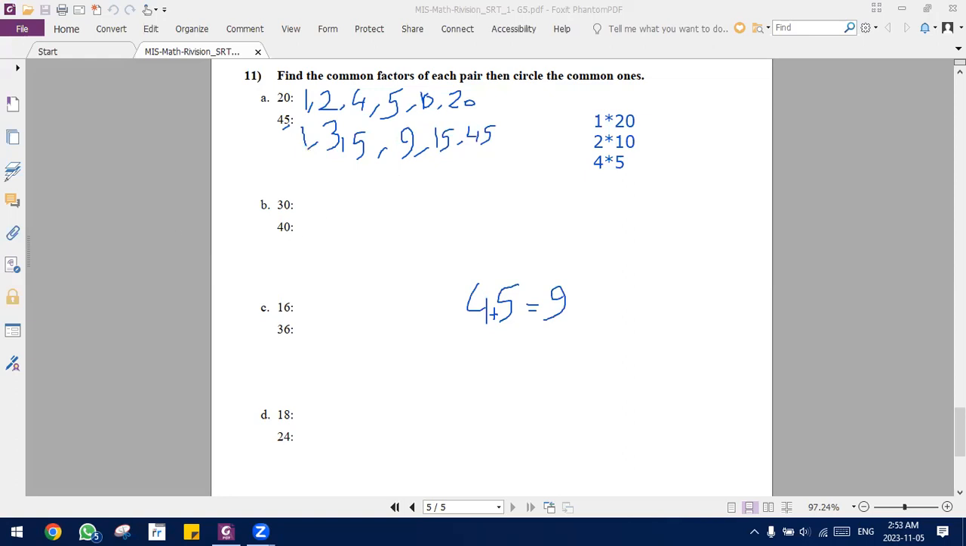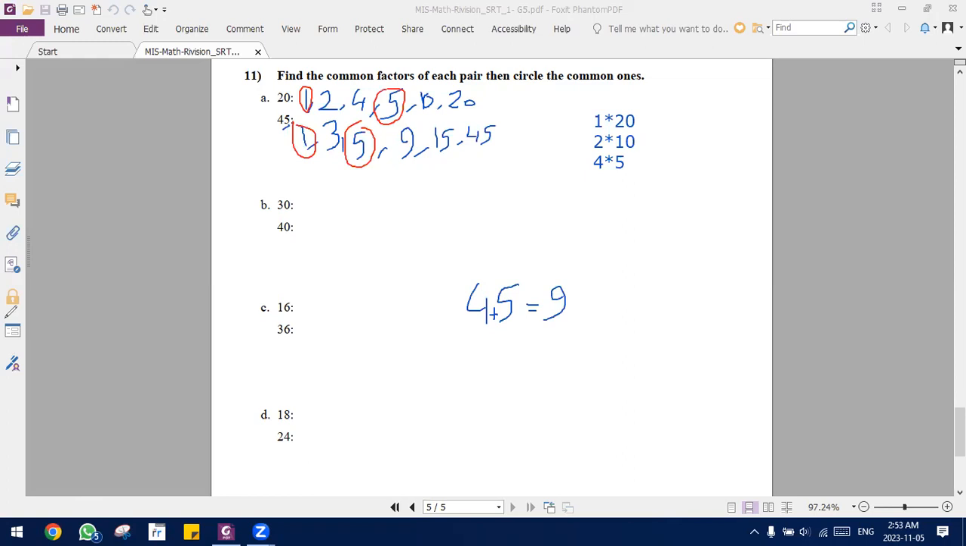Now let's circle the common factors. 1, 1. Then 5, 5. Do we still have more? No. So these are the common factors. Normally, in such a question, we are interested in the highest common factor, which is 5. But here we will not do it. We will only write the factors and circle the common ones.